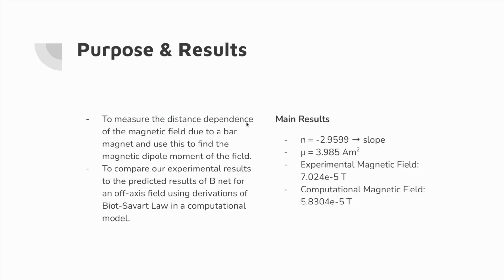To bar magnets. The main purpose is to measure the distance dependence of the magnetic field due to a bar magnet, use this to find the magnetic dipole moment of the field, and then compare our experimental results to the predicted results of B net for an off-axis field using derivations of the Biot-Savart law and a computational model.